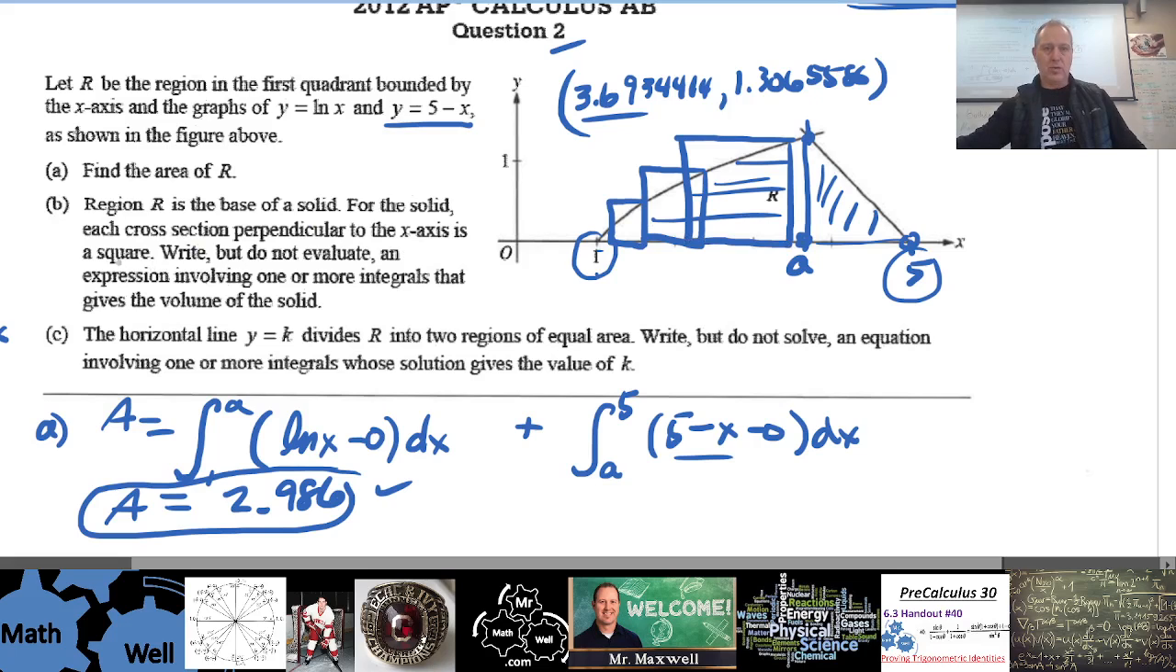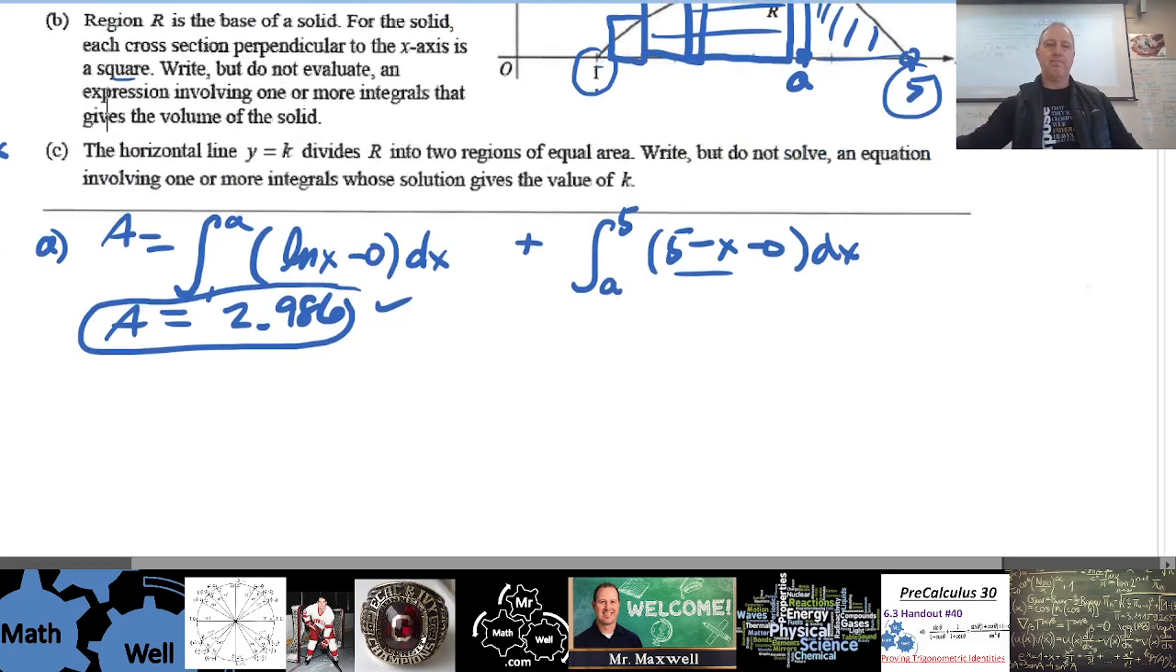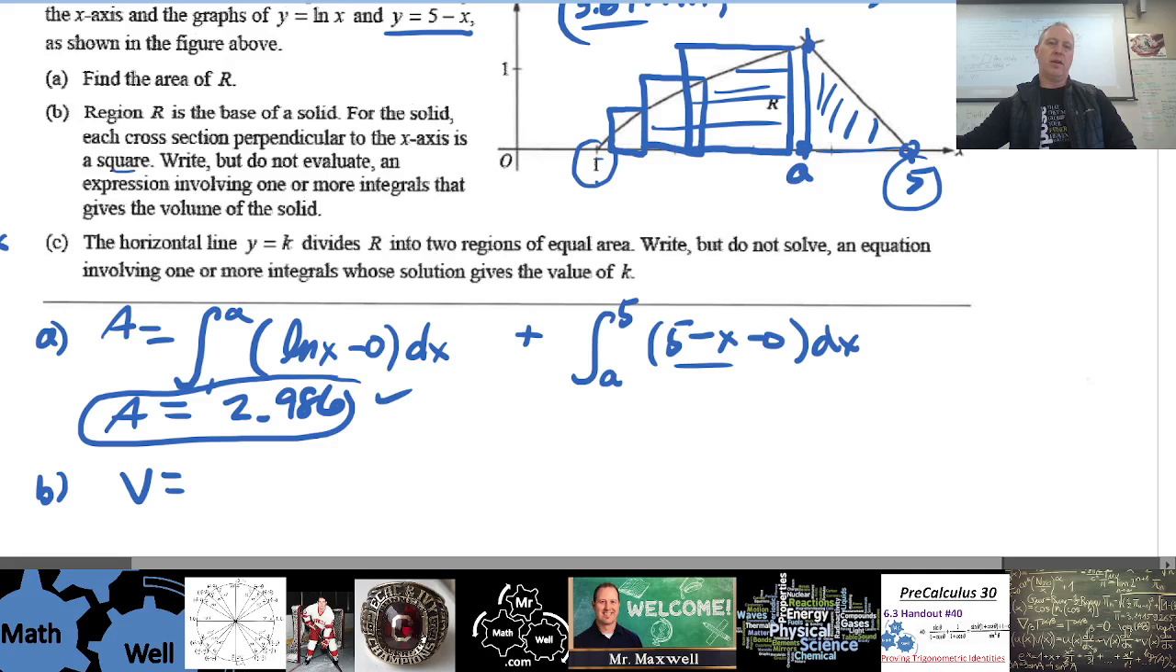Okay, square. Write but do not evaluate an expression involving one or more integrals that gives the volume of the solid. Okay, so for B, what we will take a look at then is the volume of this. Again, there's no pi r squared. We're not revolving. We're just doing cross sections. And the side length, of course, is the function value, right? The f of x minus 0.